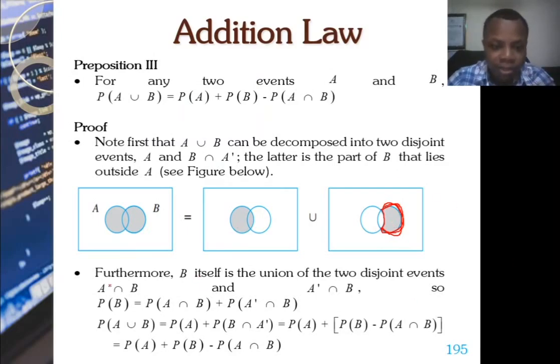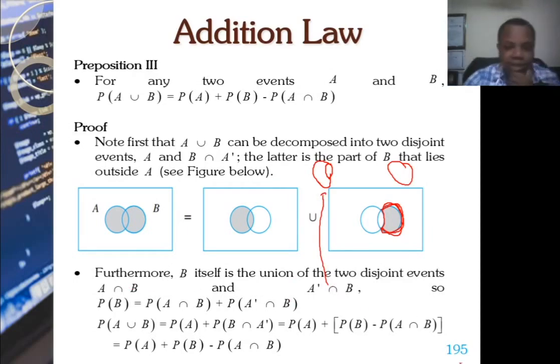Now let's look at the B itself. B itself is also a union of two disjoint events, that is A intersection B and A prime intersection B. So for the B, there is just the reverse of this, where in the first case we are going to keep all of the B, and in the second case we are going to just take away this intersection part and only deal with this aspect of it. So A intersection B is what we have here, and the next one is what we have also in there.